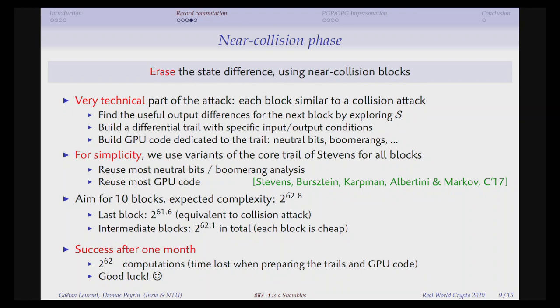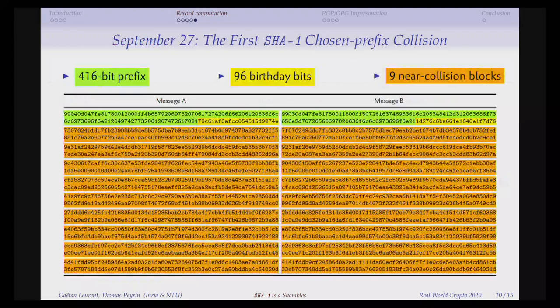And finally, we got our chosen prefix collision last September. So the collision looks like this. You have a prefix at the beginning in green. So this is something we fixed before running the computation. The yellow part are the birthday bits, and then you have 9 blocks of near collision.